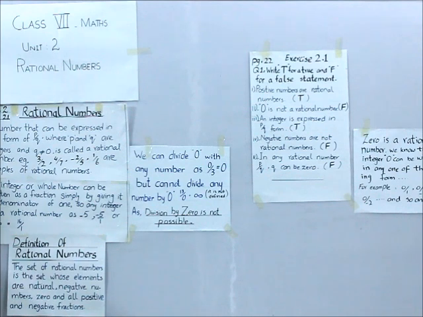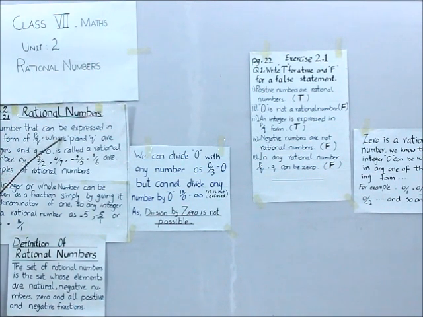Today we are going to study unit number 2, rational numbers. This is the very first topic of the first term. Now open your books, page number 21, unit number 2, rational numbers. Let me explain what a rational number is.